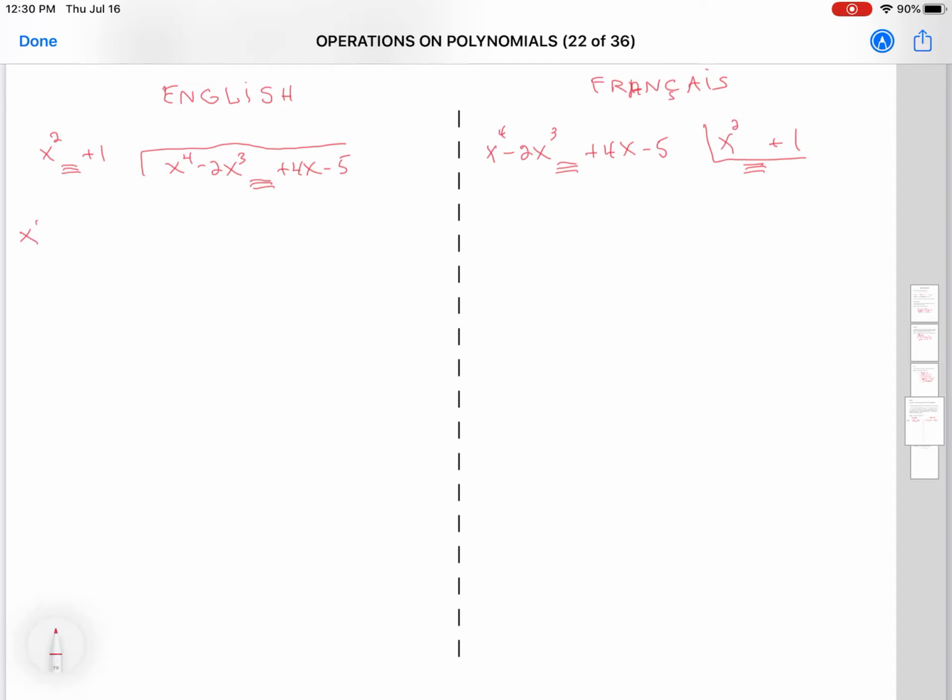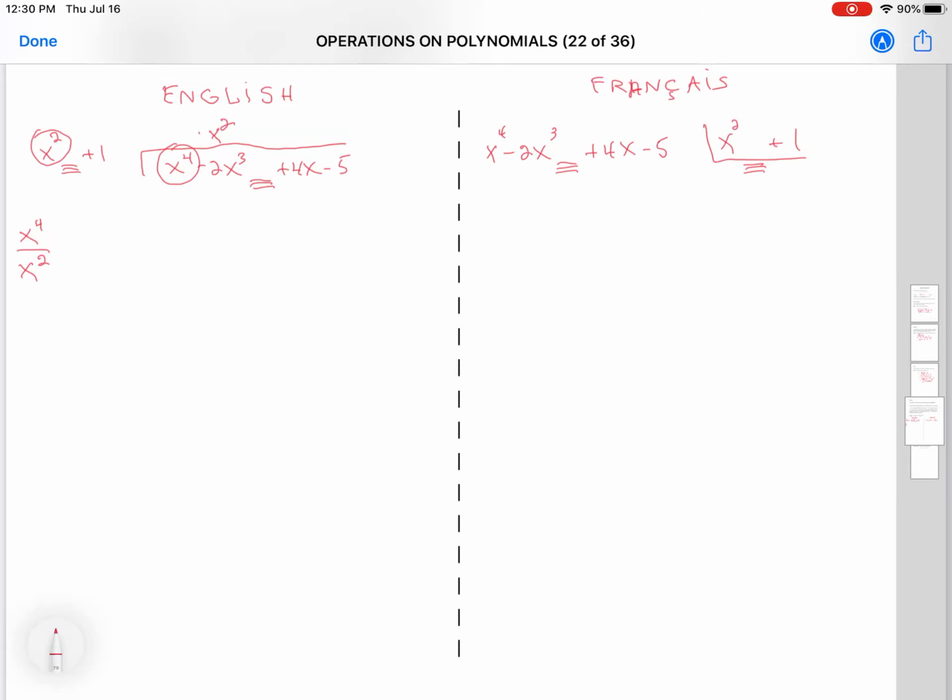So how does this begin? It's always the same thing. First term divided by first term. The answer to that is x squared. And we're going to put it here.